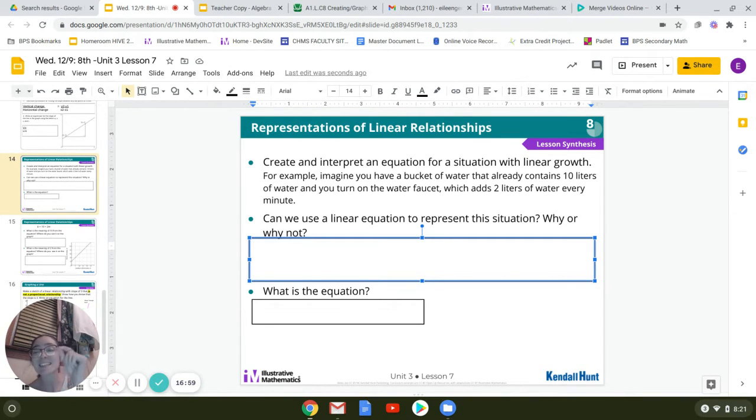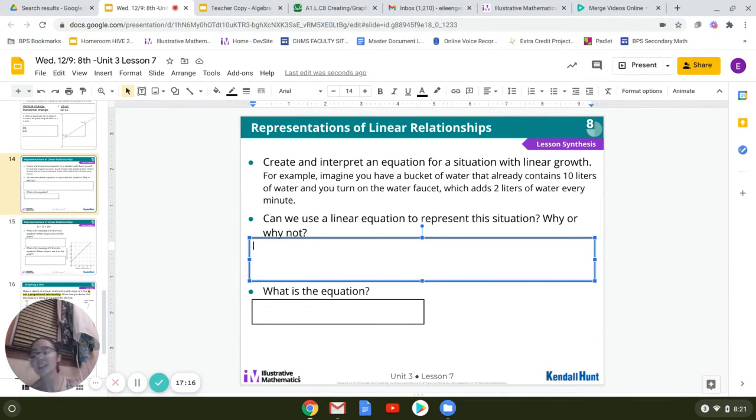Are we adding the same amount to the bucket every minute that the faucet is on? Think about it. Take 1 minute right now to think about, first, is this a linear equation? Does it have a constant rate of change? Is it adding the same amount every single minute? Yes or no? How do you know that?